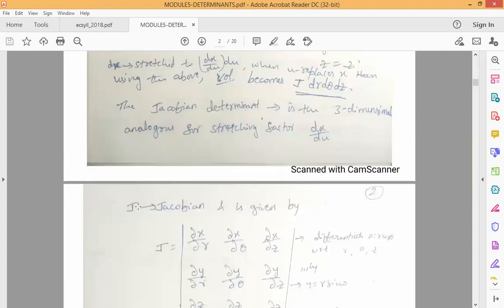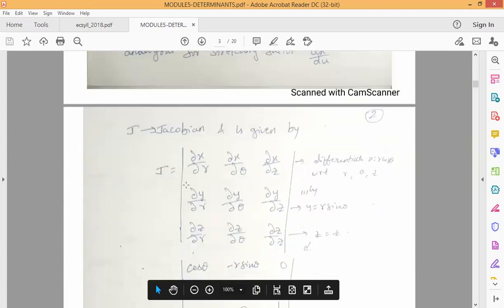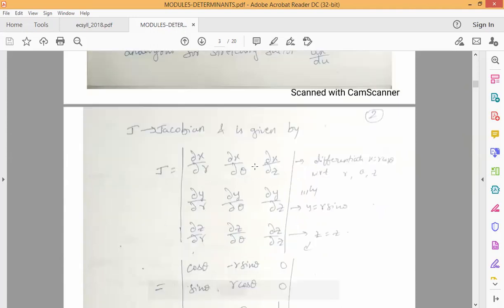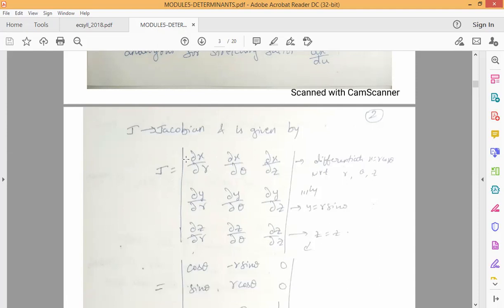So now considering this Jacobian factor, we can write the Jacobian matrix as dou x by dou r, dou x by dou theta, dou x by dou z. As I told, the Cartesian coordinate values x, y, z have to be expressed in terms of r, theta, z. So in the second row we have dou y by dou r, dou y by dou theta, dou y by dou z. And similarly in the third row, we have dou z by dou r, dou z by dou theta, dou z by dou z.